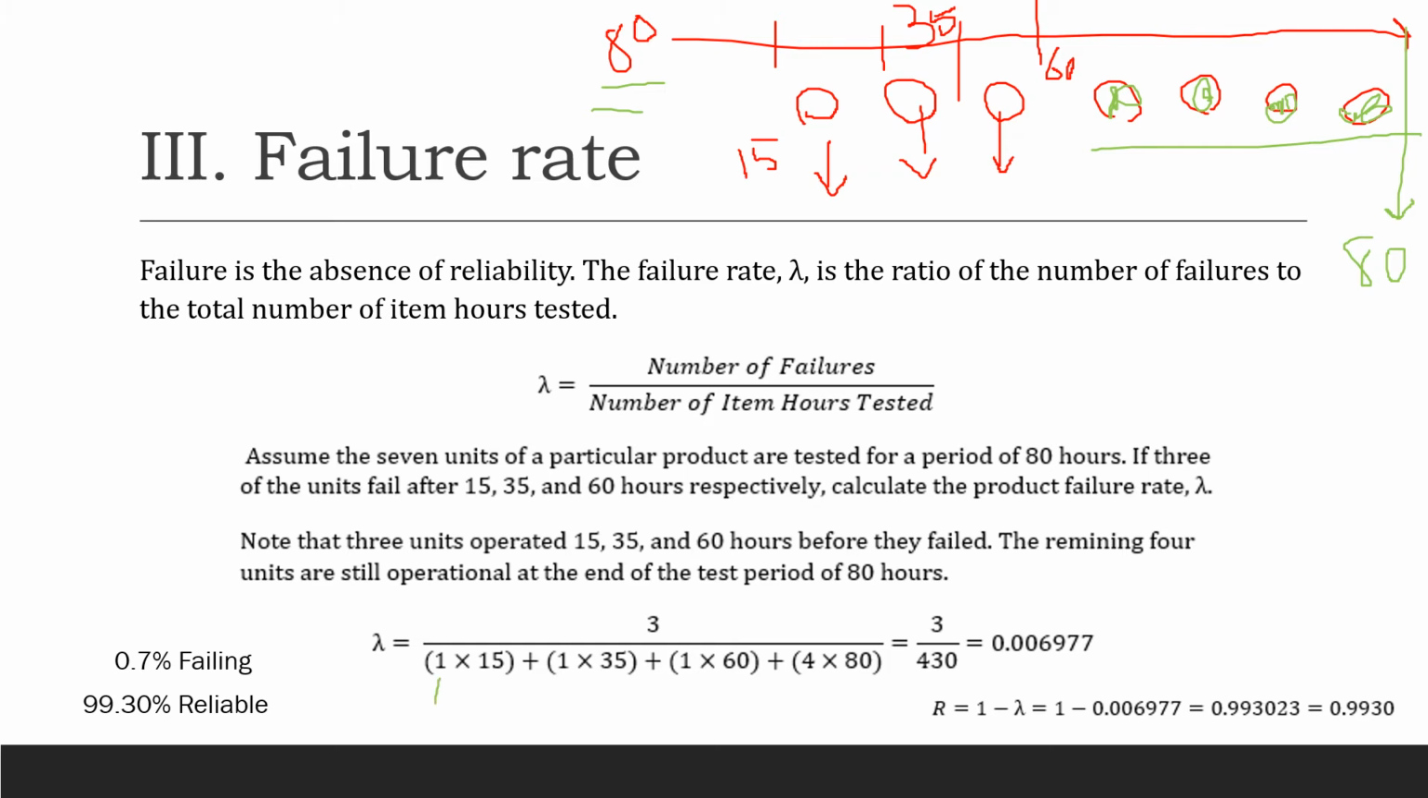This is the first item, second item, third item. We'll count it 1, 2, 3, and the last 4 items counted 4, so altogether 7. Each one of them: 15 tested hours, 35, 60, and 80 tested hours. Okay? Multiply that, add them up.